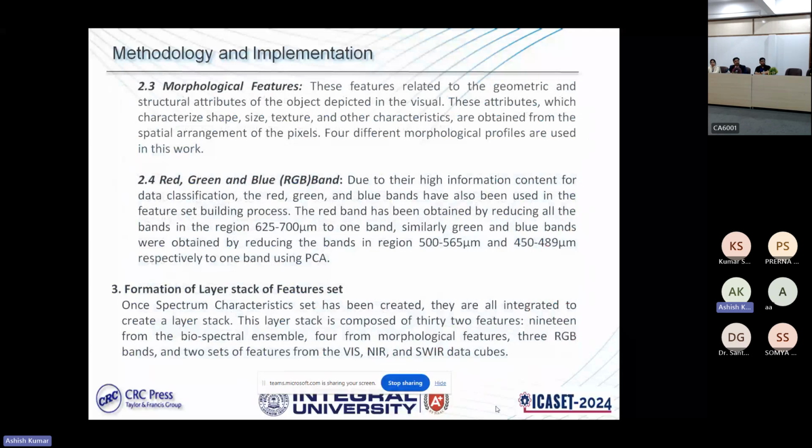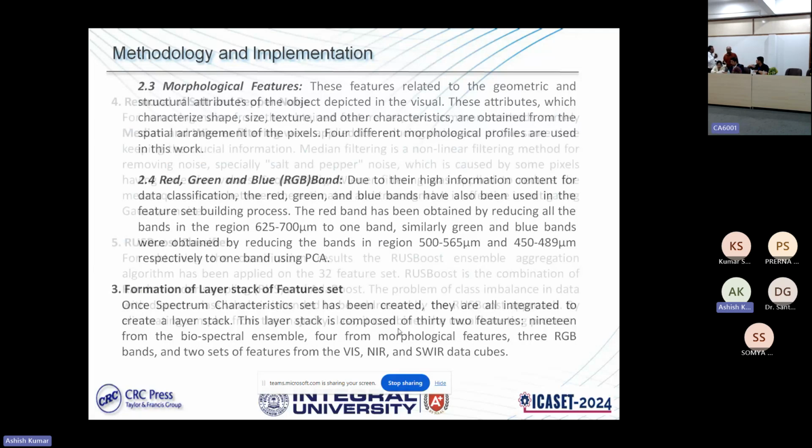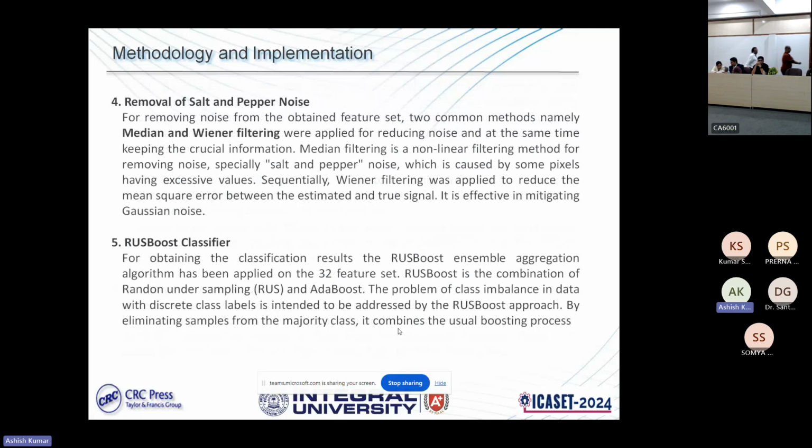Then the layer stack of spectrum features has been formed, in which we have 32 feature sets. Once the spectrum characteristic sets have been created, they are all integrated into a layer stack. This layer stack is composed of 32 features: 19 from the biospectral ensemble, 4 from the morphological features, 3 from the RGB bands, and 2 sets of features from each of the visible region, near infrared region, and short wave infrared region data cubes. After that, median and Wiener filters have been applied.